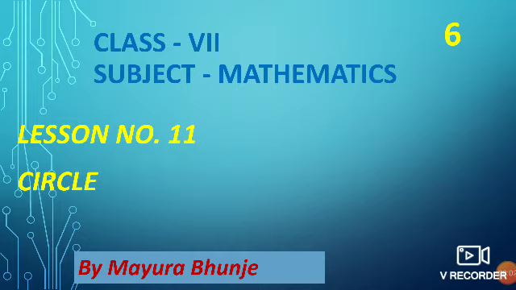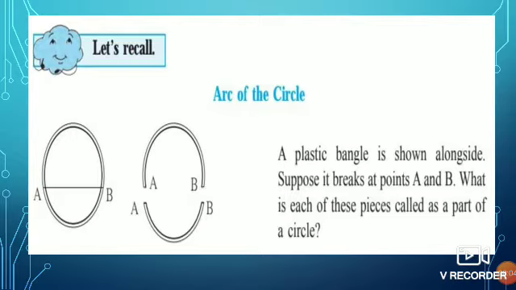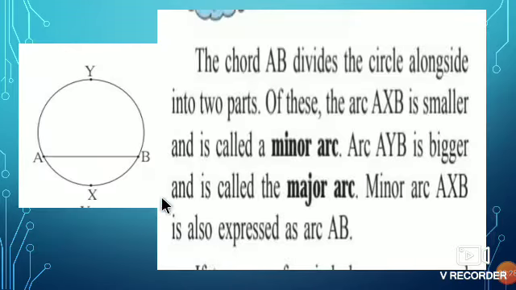Lesson number 11, Circle, Part 6, Arc of the circle. This is the figure of a circle. If the circle breaks at points A and B, we will get two parts of the circle. We can say these are the two curves of the circle. This is one curve and this is another one. So these parts are called the arcs of the circle.